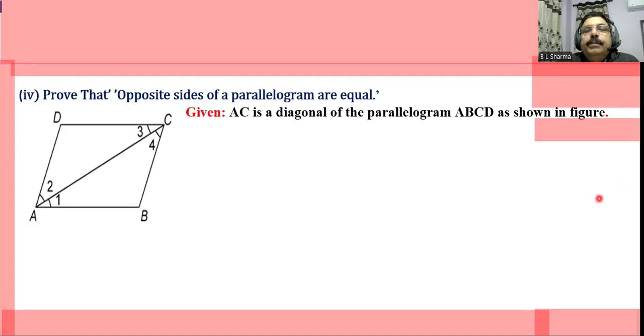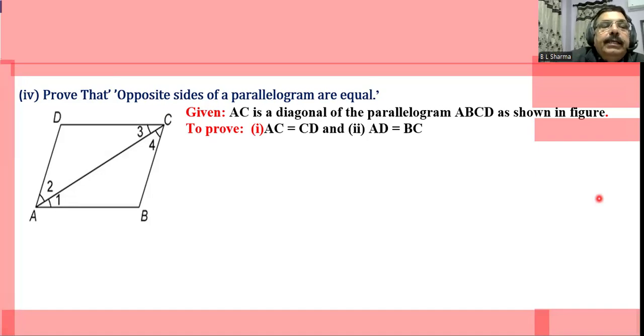AC is diagonal of the parallelogram ABCD as shown in the figure, and we have to prove that AB is equal to CD and AD is equal to BC. Parallelogram में opposite sides equal होती है. We already have proved that a diagonal of a parallelogram divides the parallelogram into two congruent triangles.